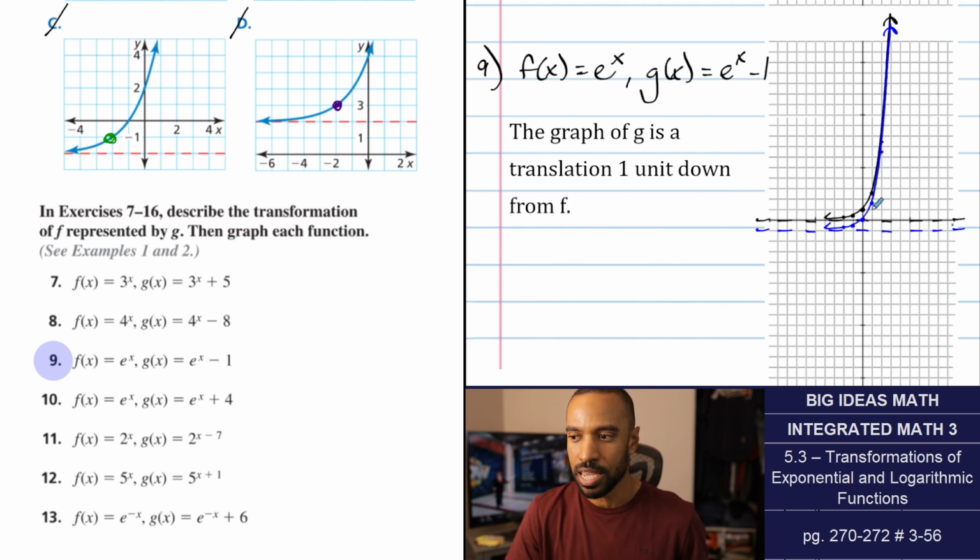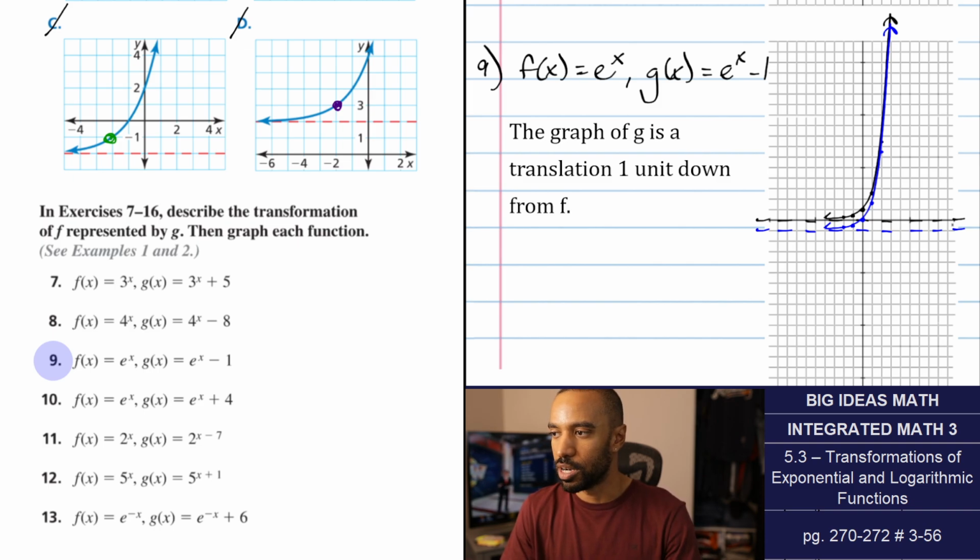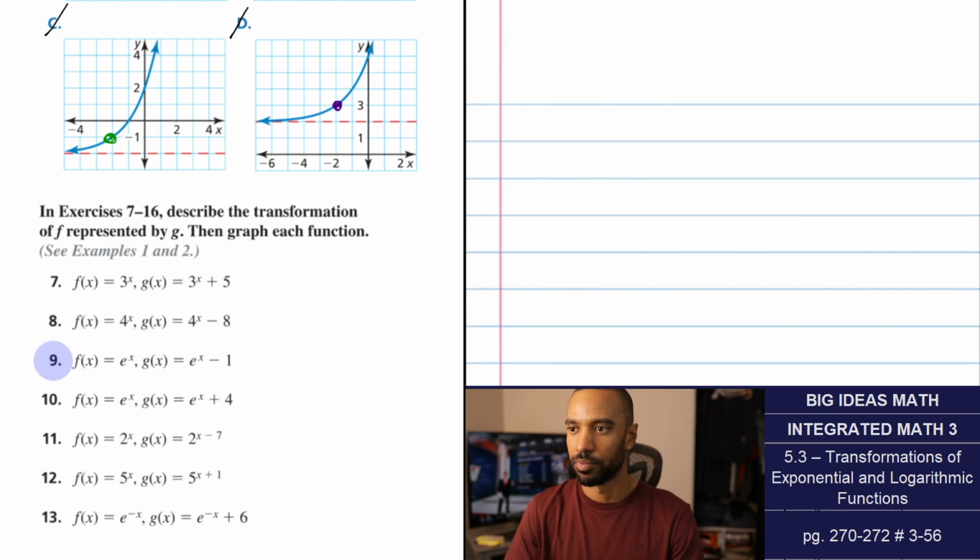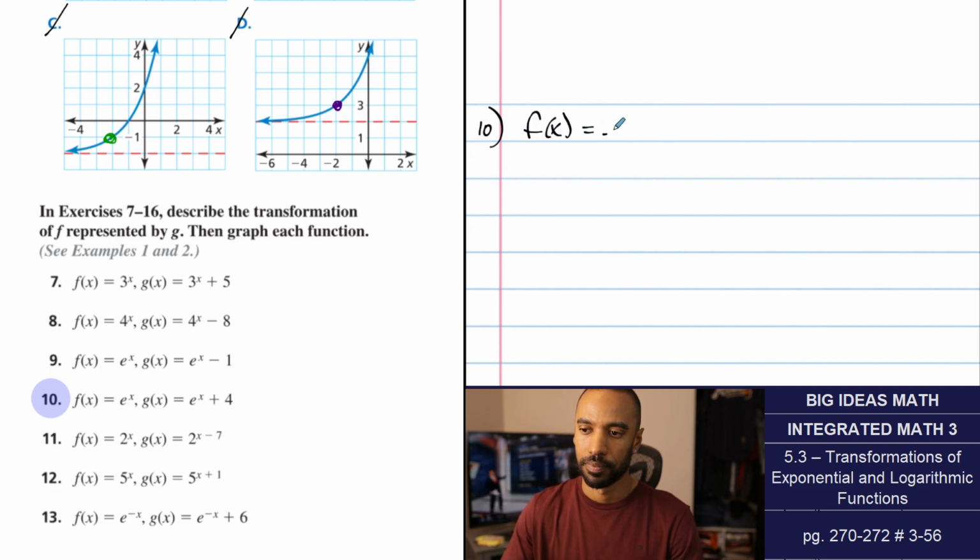So this is e, 2.7 up from the asymptote, e squared, 7.4 up from the asymptote, and 20.1 is probably at that tippy top. All right, there is number 9. Let's go to number 10, where I am going to use the same parent function. So number 10 will be f of x equals e to the x power, and g of x equals e to the x plus 4. Oh, not plus 4 right there.